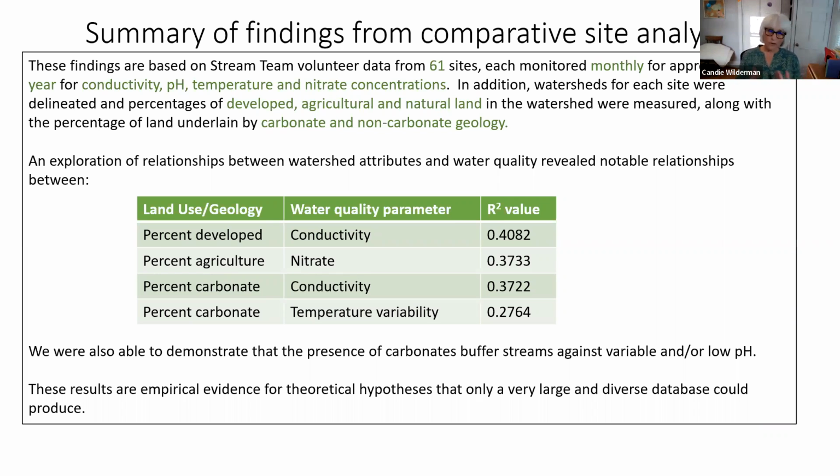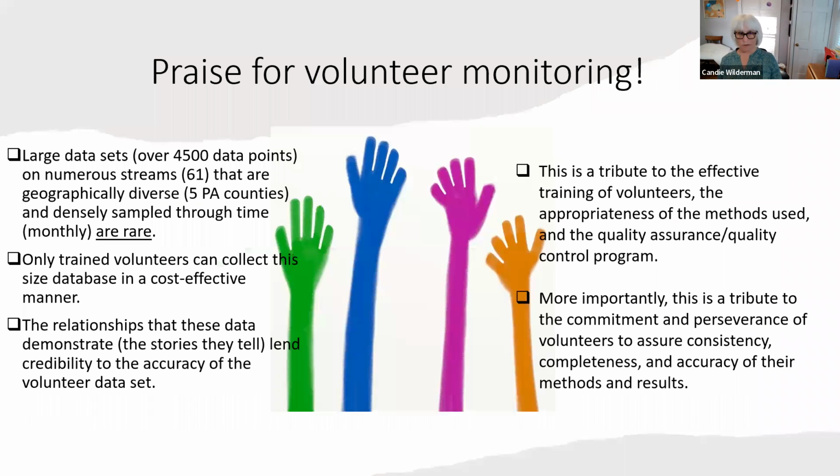So I want to tell you, I think this is really cool. I think basically what we have here is that these results are empirical evidence for all these theoretical hypotheses. And you can only get that kind of evidence if you have a very large and diverse database. And that's what you've been able to collect.